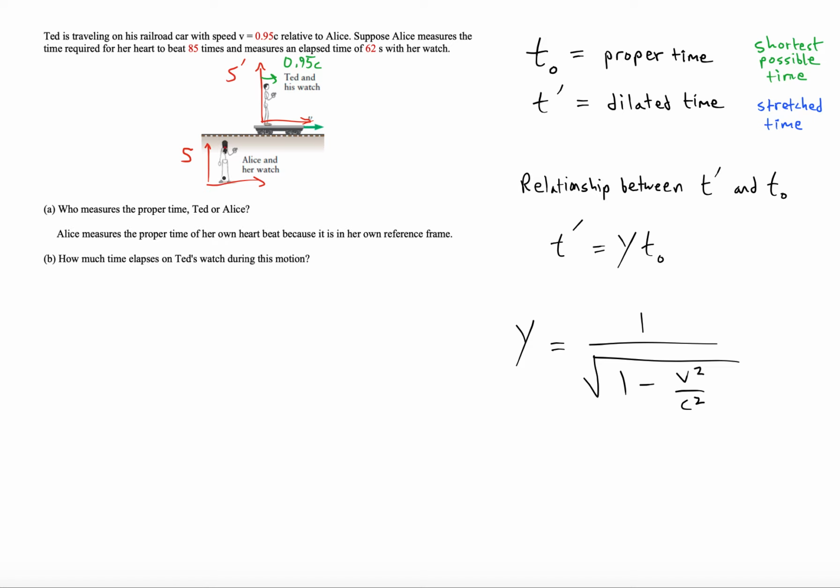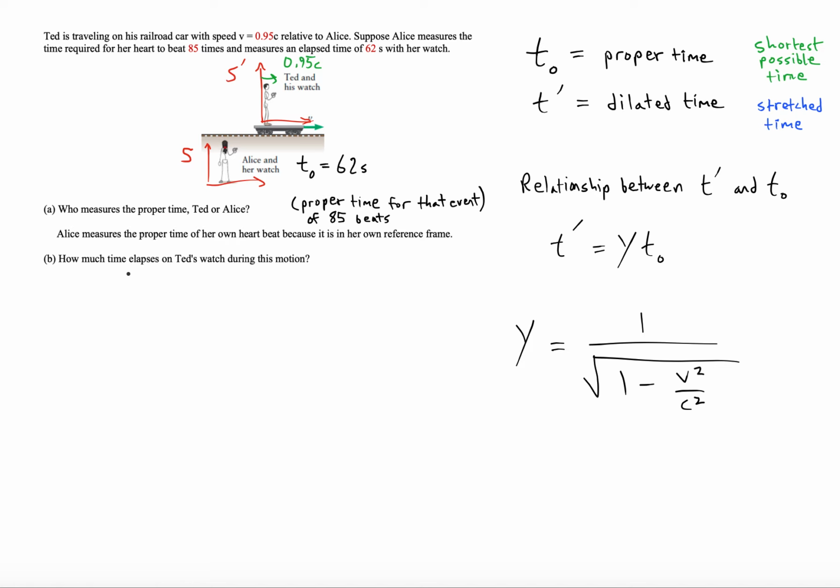So notice that Alice is at rest relative to herself, which means that she can measure the proper time of her heartbeat. She's going to call it T0, the proper time: 62 seconds for the 85 beats. This is the proper time for that event. Now, keep in mind that the event is 85 beats.